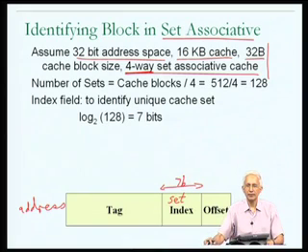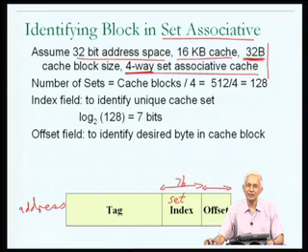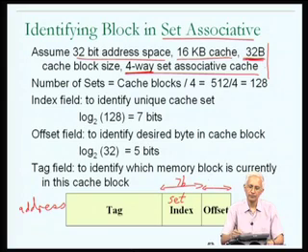Similarly, the calculation of how many bits are required for the offset will be exactly the same as for the direct map cache, because here, as in the direct map cache, we have a 32-byte block size. Therefore, to identify any particular byte within a block requires log base 2 of 32, which is 5 bits. The remaining bits of the address, which in this example would be 20 bits, would comprise the tag bits.